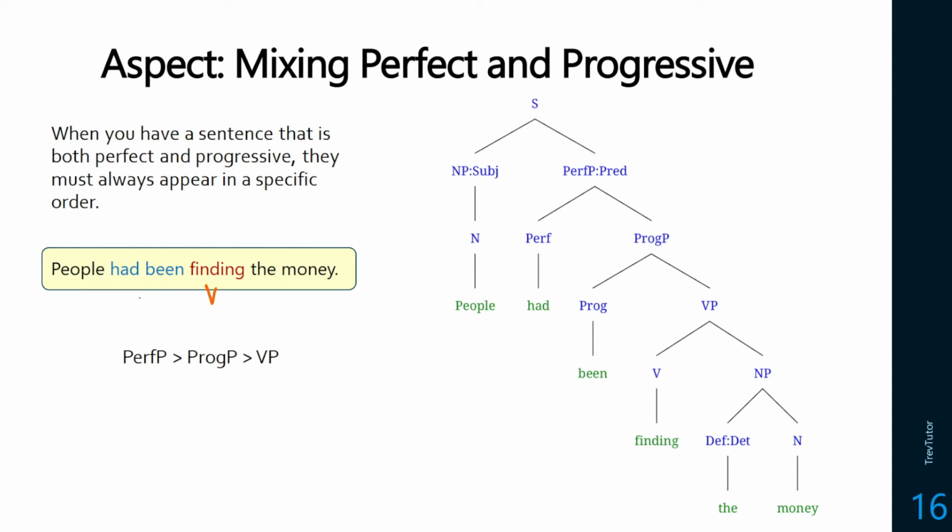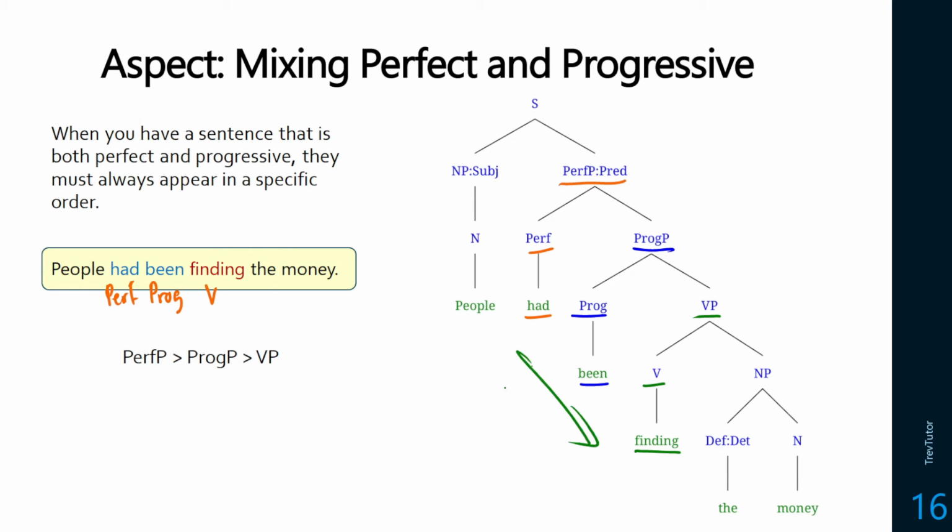Finding is our main verb, and then we have two auxiliaries. We have the progressive "been," and then we have the perfect "have." They will always occur in this order if both occur. So it's always perfect, then progressive, then the verb phrase. So "had been finding the money." We have "had," which is a perfect phrase. Then what's coming next is "been," which is a progressive. So taking the progressive phrase. And then finally after that, we get "finding," which is the verb. That's the V, and that's the verb phrase.